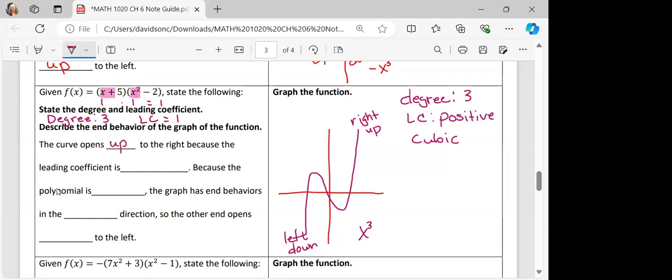The curve opens up to the right because the leading coefficient is positive. The polynomial is cubic. The graph has end behaviors in the opposite direction. So the other end opens down to the left.